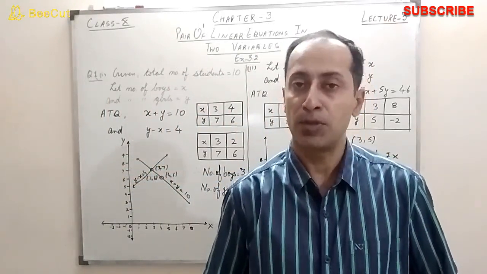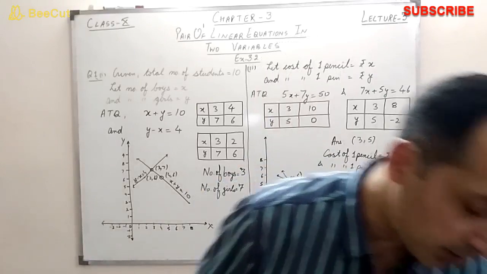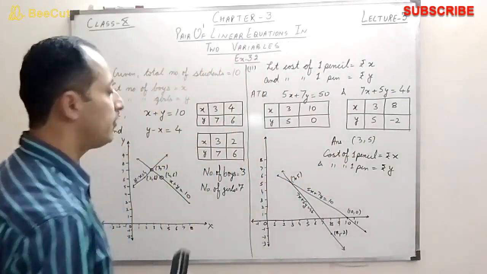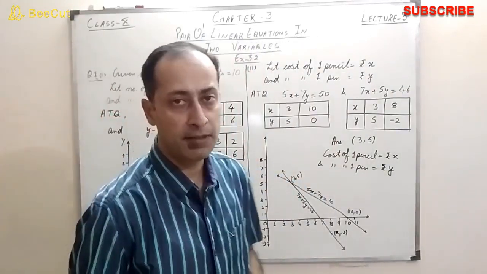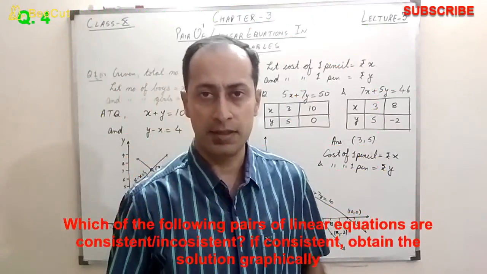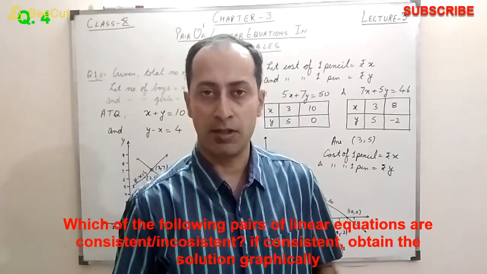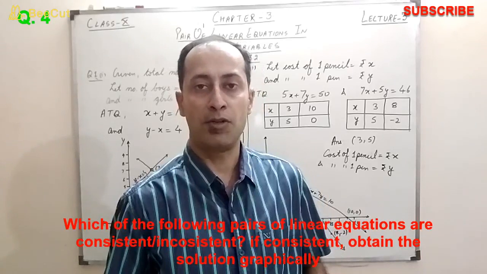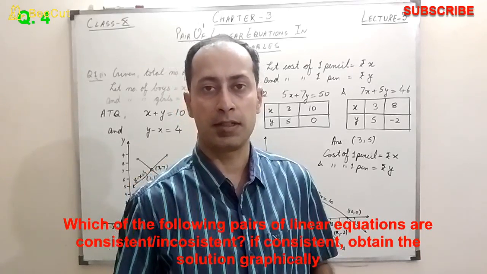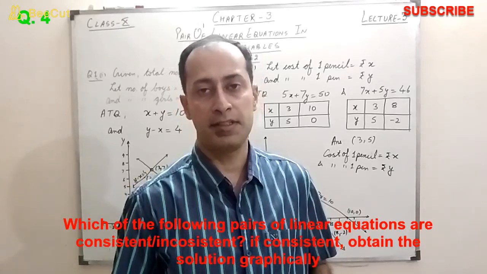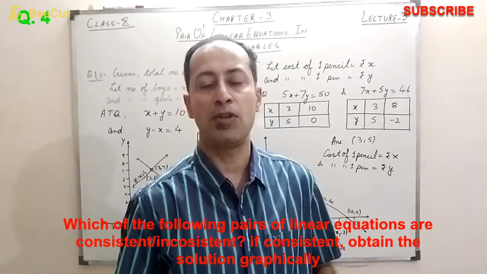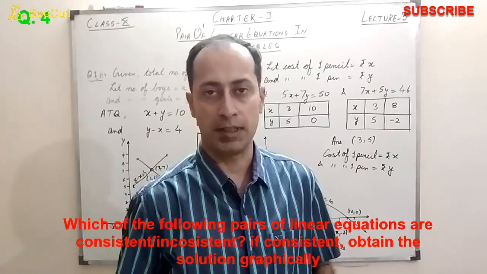So now we go to the fourth question of this exercise. If you read the fourth question, what do we have to do? First we have to check whether the given conditions are consistent or inconsistent, as we have discussed in the previous lecture also, by comparing the constants and the coefficients of the given equations. If it is consistent, then we have to draw the graph. If it is not consistent, then we will not be drawing the graph, right?